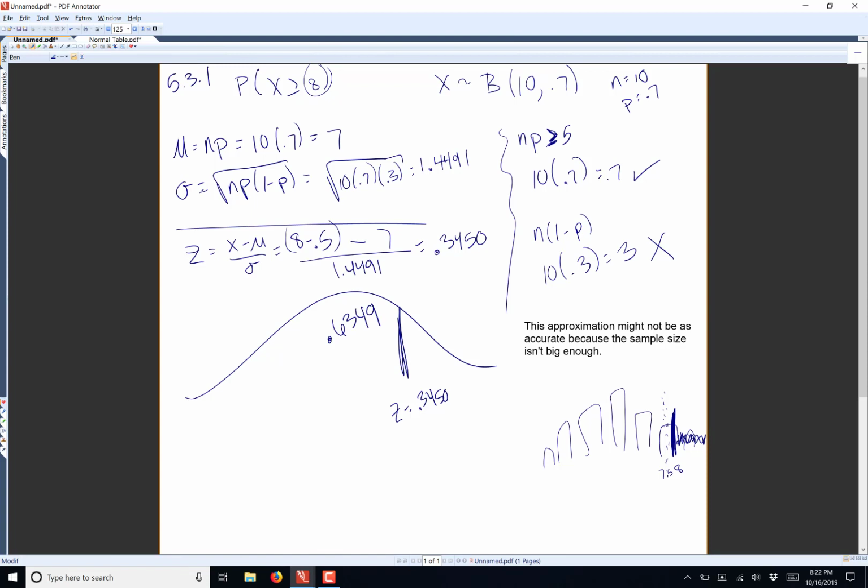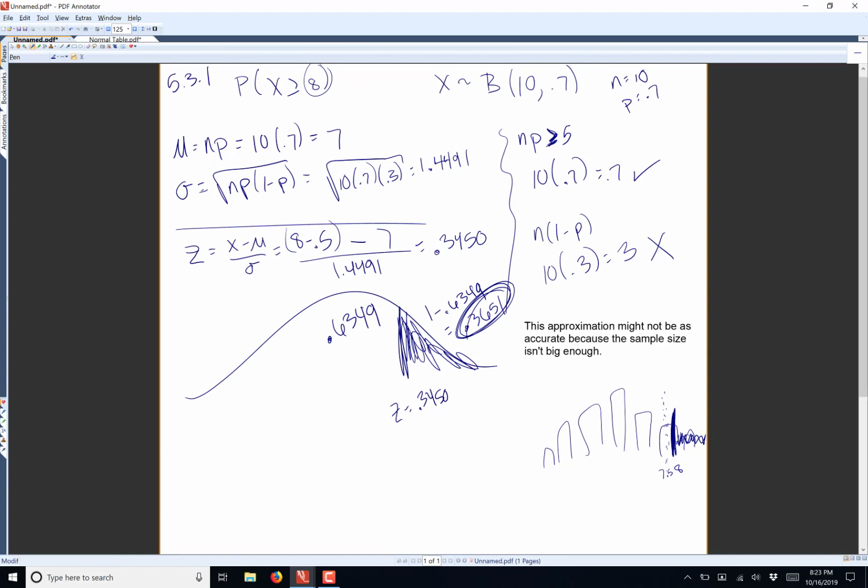But notice that is the area to the left. I wanted area to the right, but my table doesn't give that to me. It always gives me areas to the left. So we'll have to do 1 minus 0.6349, which gives me 0.3651. So my area to the right is 0.3651.